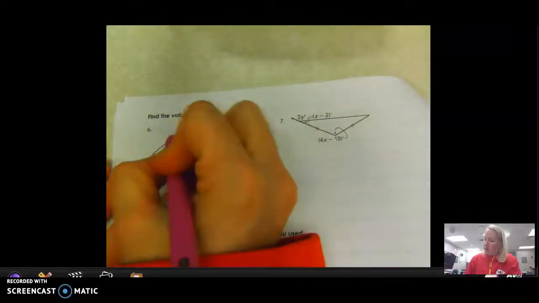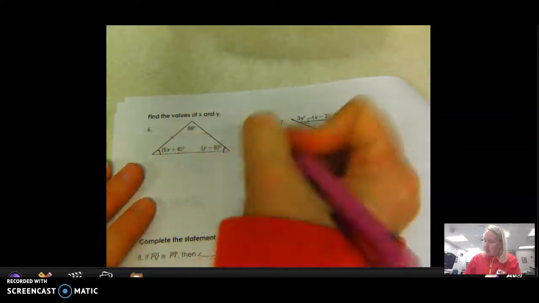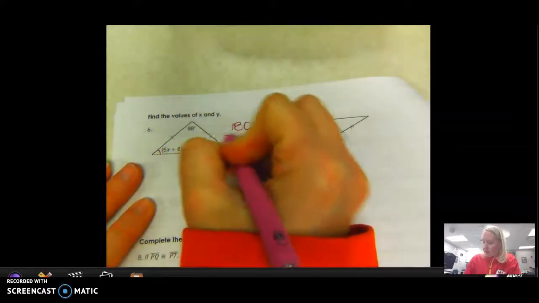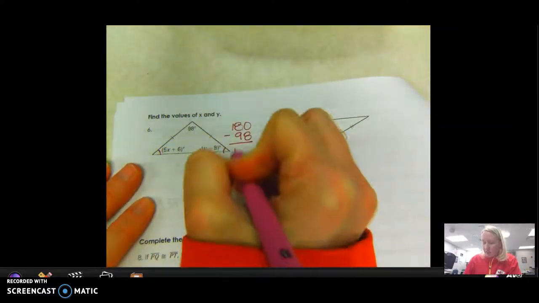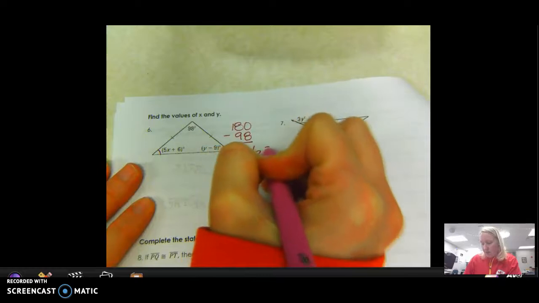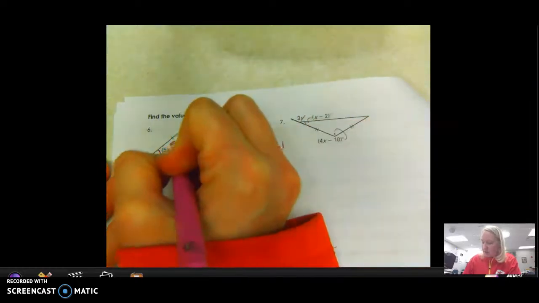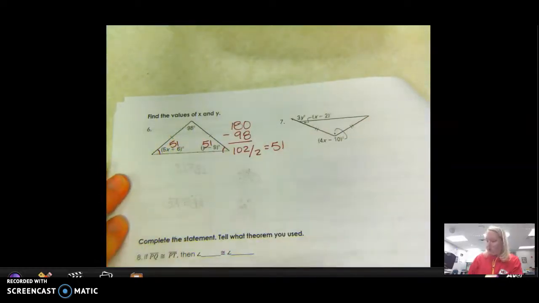Find the values of x and y. So this side is equal to this side, so this angle equals this angle. So I do the 180 minus the 98 that it already shows. That leaves me with 102. Divide by 2, that gives me 51 degrees for both angles. So I'm going to set both of those equal to 51.